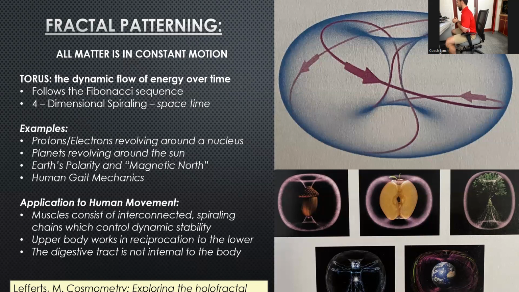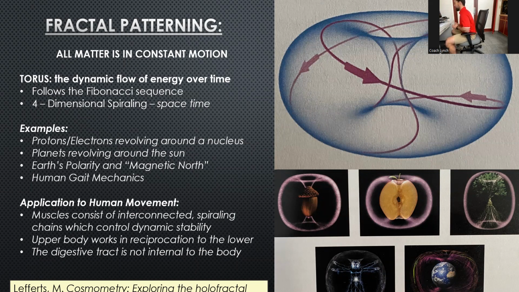But the thing that I really think is important to recognize here is that dynamic flow of energy over time is really following that Fibonacci sequence, right? It's a four-dimensional spiraling. So what do I mean by four-dimensional? Well, you've got your three planes of motion, and in terms of biomechanics, it's sagittal, frontal, and then transverse, which is diagonal or rotational, and then over time. Okay, so over time kind of draws another dimension in that scale.